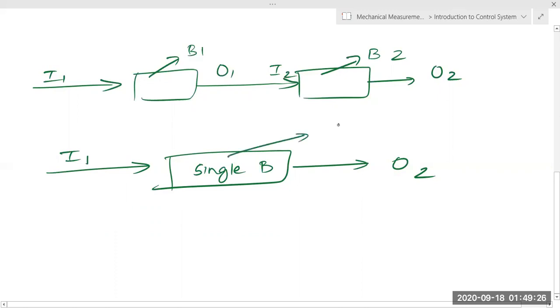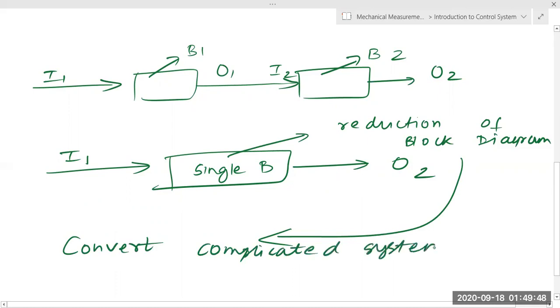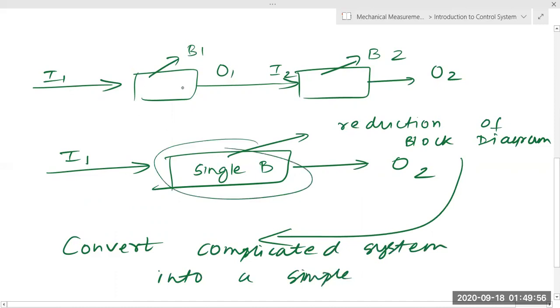This kind of reduction of block diagram is nothing but reduction of block diagram. Why do we do reduction of block diagram? This is nothing but converting a complicated system into a simple system with a single transfer function. Now the transfer function here is single. Here there were two transfer functions. So reduction of block diagram helps to convert a complicated system into a simple system.